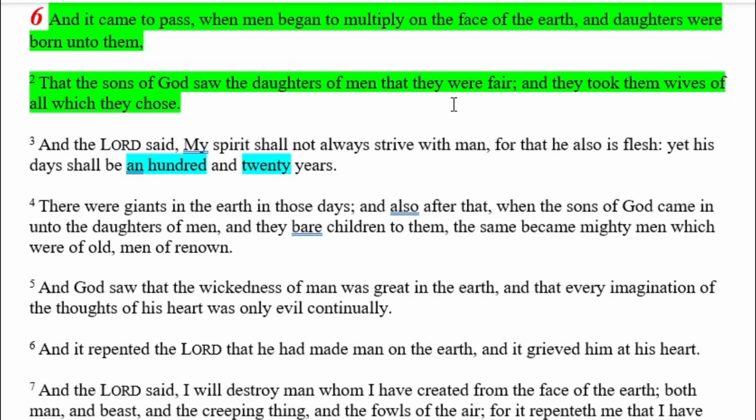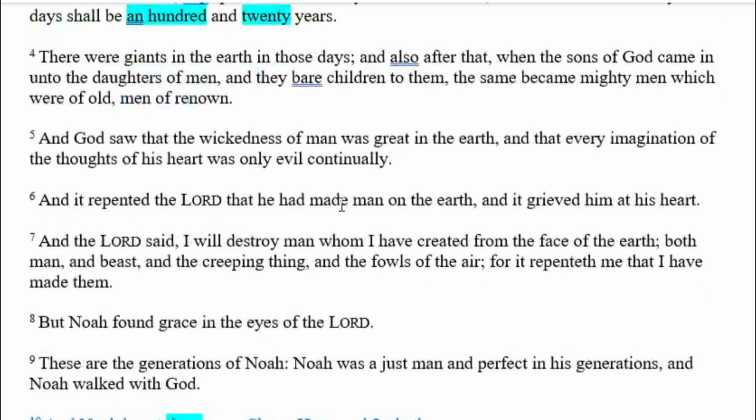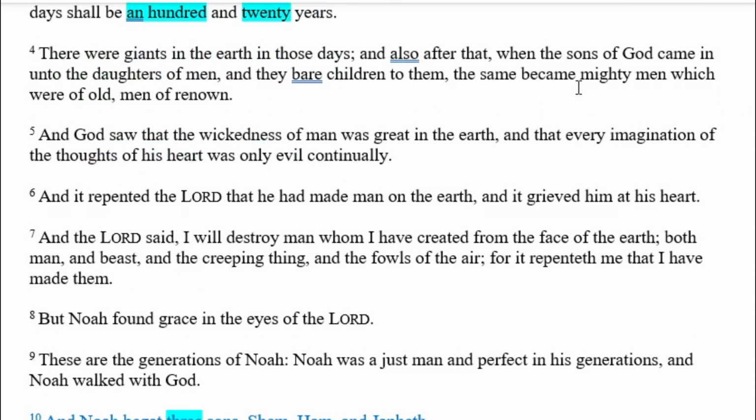So the daughters are the offspring of the male and the female, which in this case is going to be all of our qualities and characteristics, our love, joy, peace, sense of wonder, different things. These are our beautiful daughters. They were fair, they were pure, and they took wives if they chose. And the Lord said, my spirit shall not always strive with man, for that he is flesh, also his day shall be 120 years. There were giants on the earth in those days, and also after that, when the sons of God came in unto the daughters of men and bare children to them.